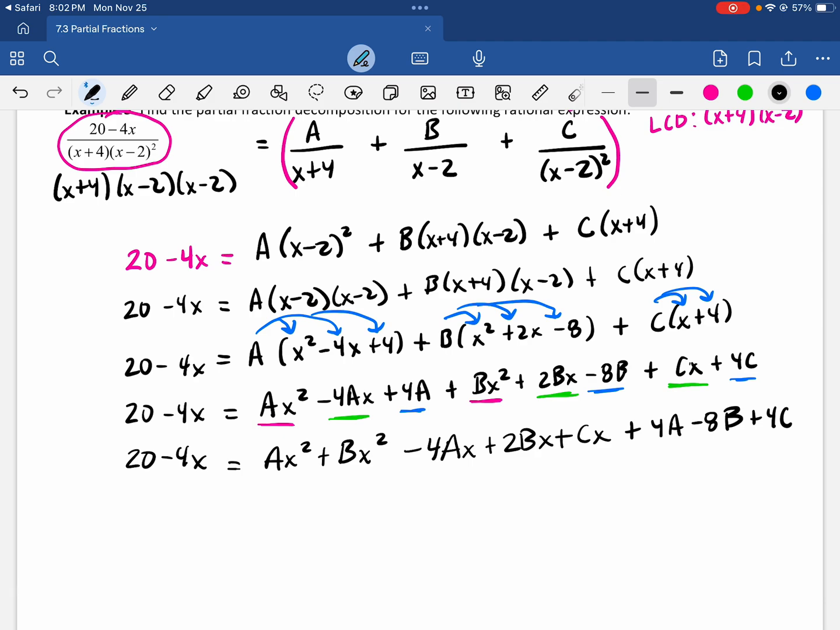And then remember, now we're going to look at this first group. They had an x squared in common, so we're going to factor that out, and we're going to have A plus B. And then that second one, they have an x in common, so we're going to take that x out.